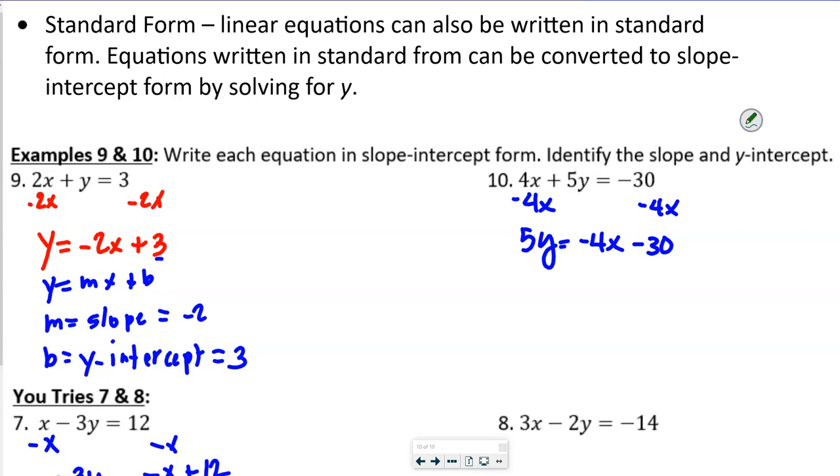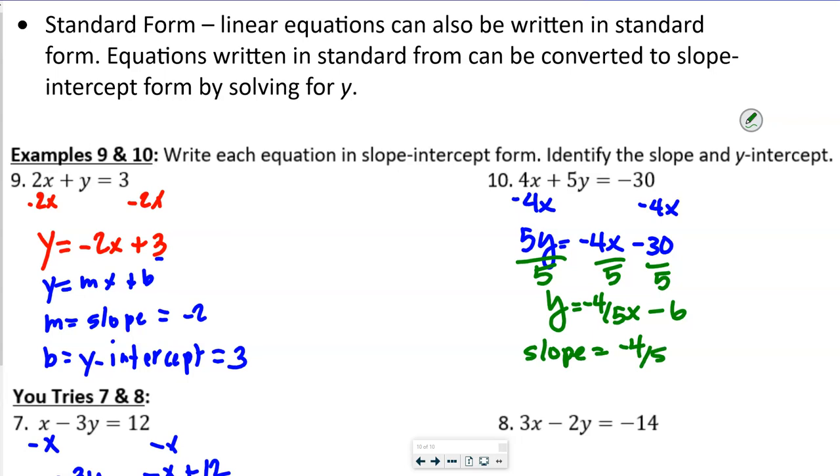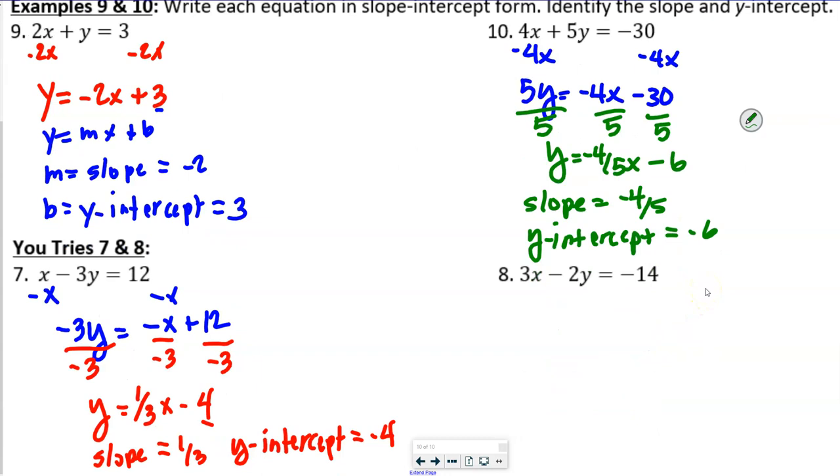Now this time we're going to divide everything by 5, right? So that's going to give us y is equal to negative 4/5 x minus 6. Once again, our slope is in front of our x, so slope is equal to negative 4/5, and our y-intercept is that b, right? So it's whatever we're adding and subtracting at the end. It's a constant, basically. And that's equal to negative 6. All right, let's see if you guys can do this last one and come back to me when you're done.